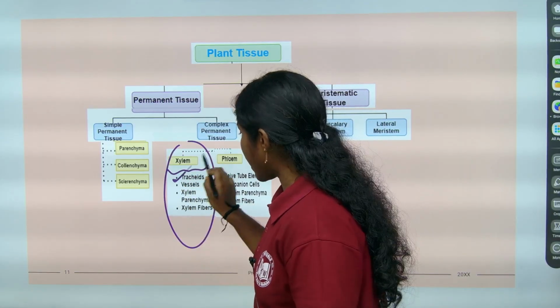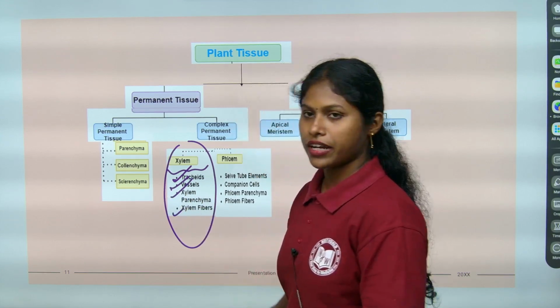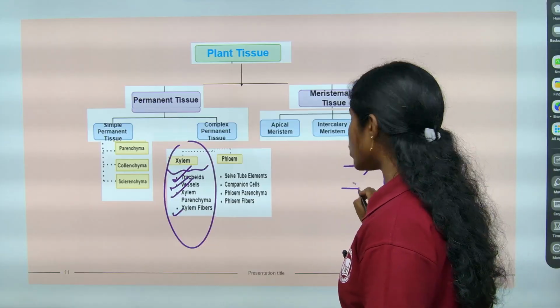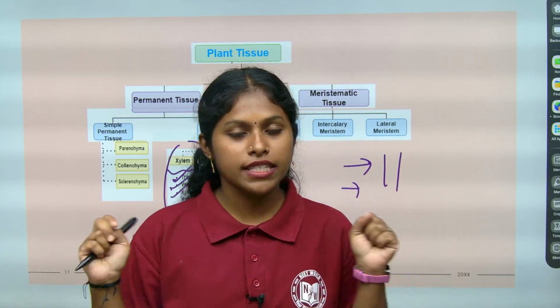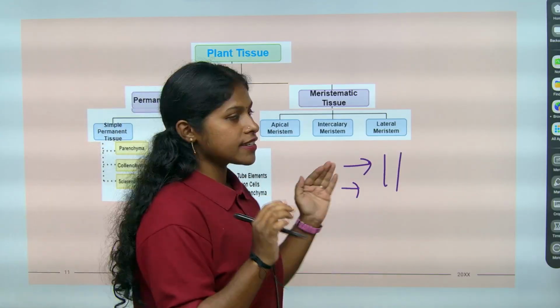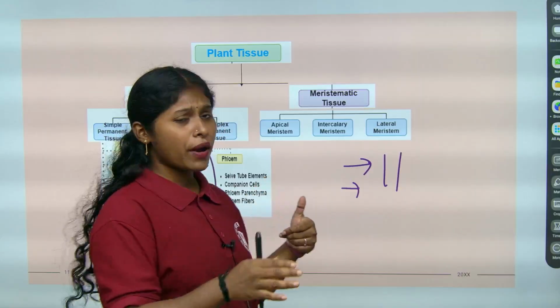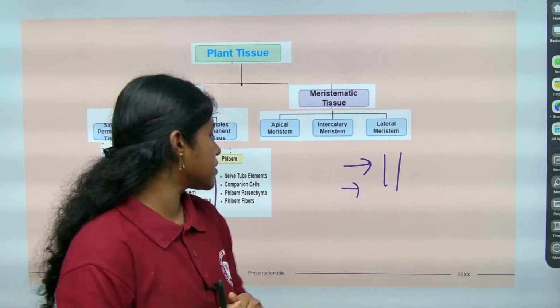There are 4 types: tracheids, vessels, xylem parenchyma and xylem fibers, right? So tracheids are pipes only and vessels are also pipes, but they are wider pipes. So they are bigger pipes. See, these tracheids are the smaller pipes, think like that, and the advanced ones of the tracheids are vessels. Vessels are bigger pipes, right?